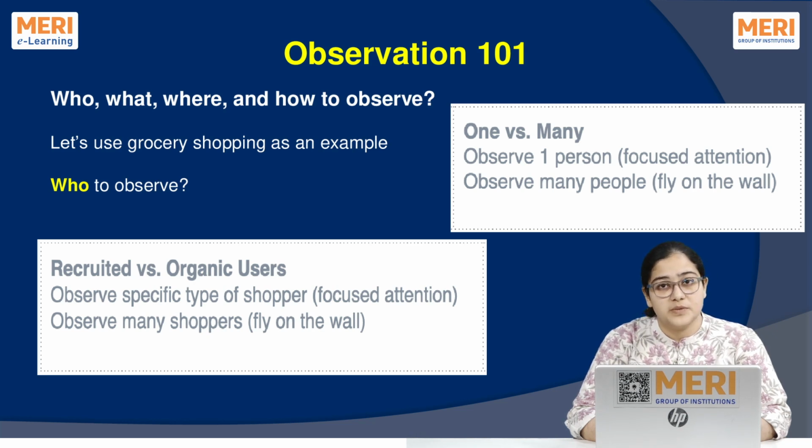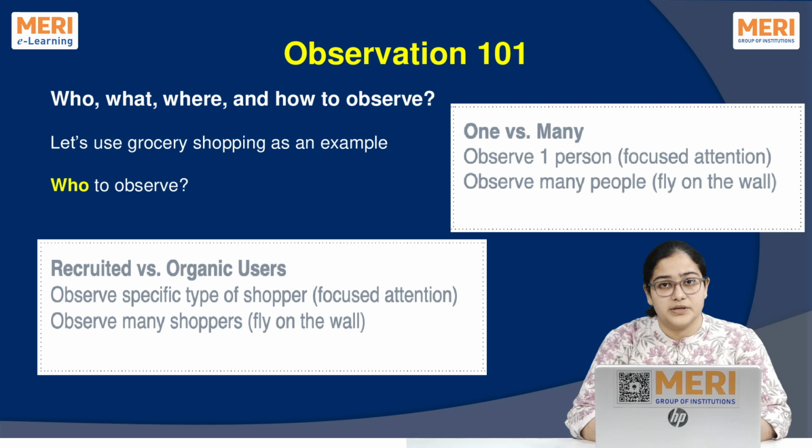Different types of users may behave differently. For instance, a student shopping for groceries may have different needs compared to a parent shopping for the family. Therefore, selecting the right participants is essential for collecting meaningful data. Researchers often create user personas or target user profiles to identify the type of users who should participate in the study. Observing the right users ensures that the research findings accurately represent the needs of the intended audience.